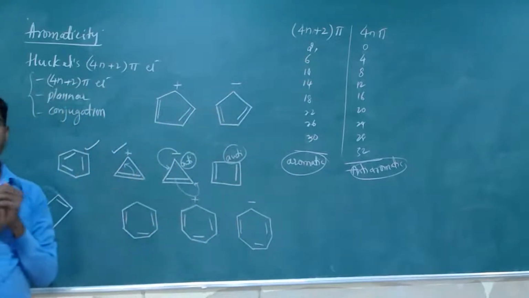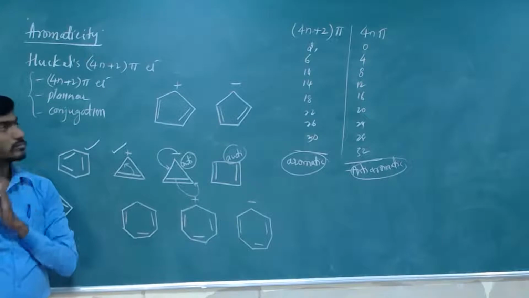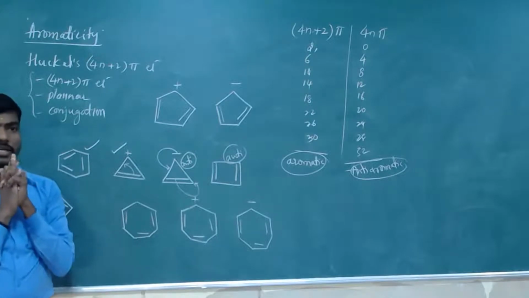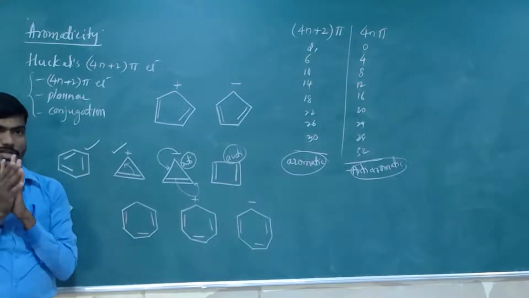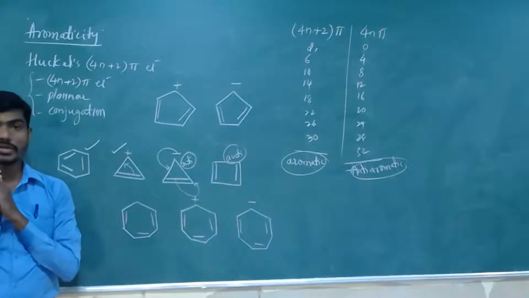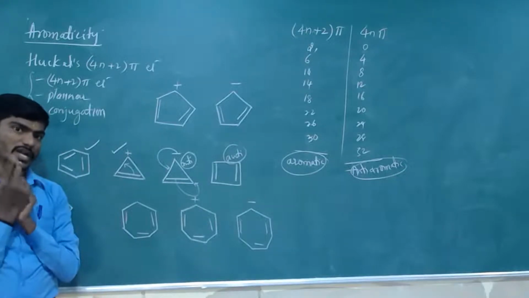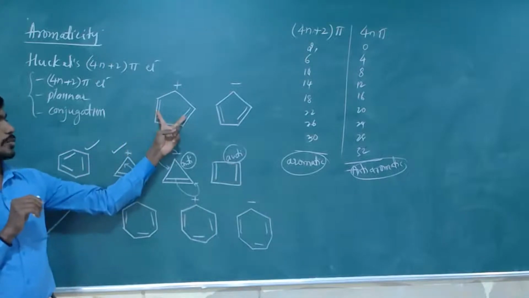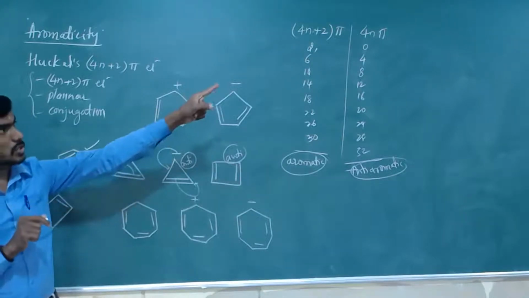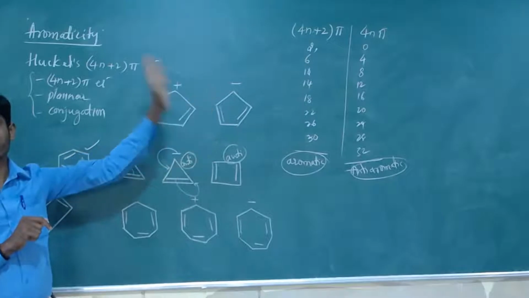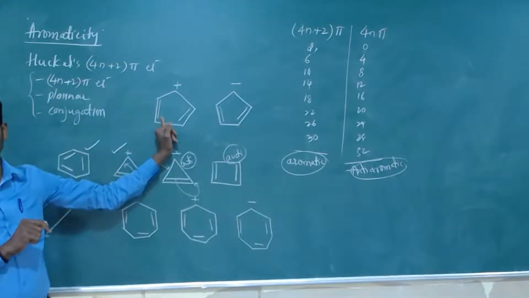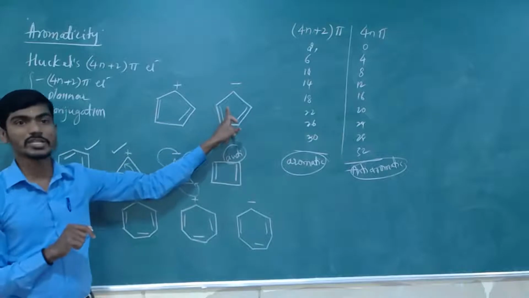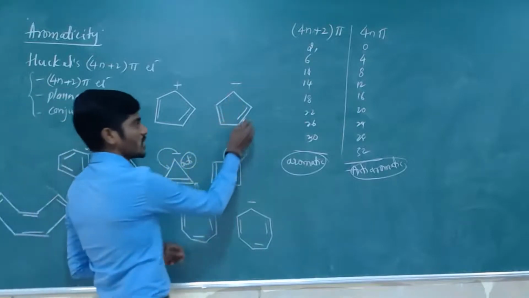Among these two, which one is aromatic? First one is aromatic or second one? First one, non-aromatic or anti-aromatic? Anti-aromatic. 2 pi bonds, 4 electrons. So 4 pi electrons are there. Remaining conditions are satisfied. Therefore, it is anti-aromatic, and this one is aromatic because it contains 6 pi electrons.